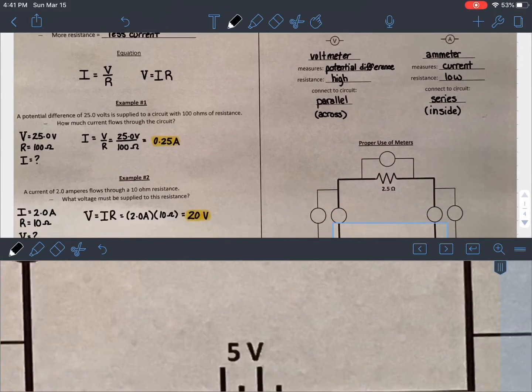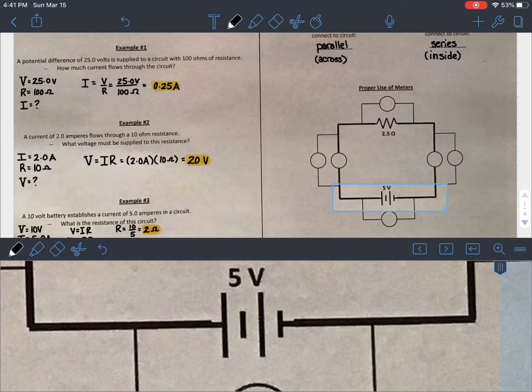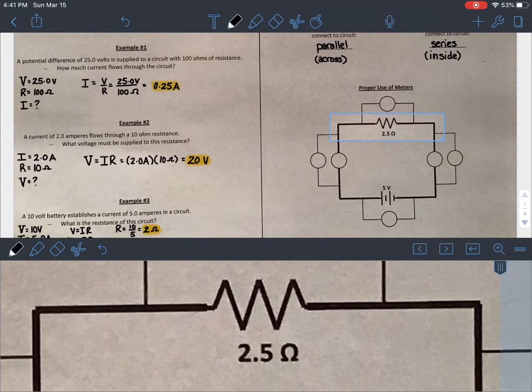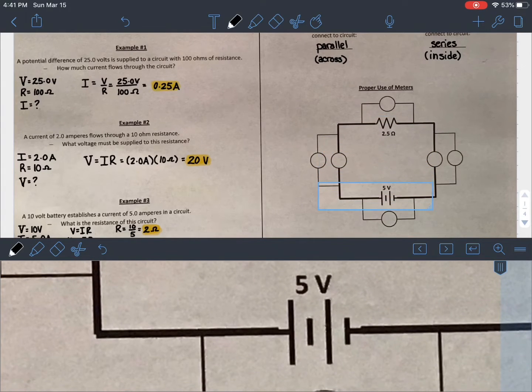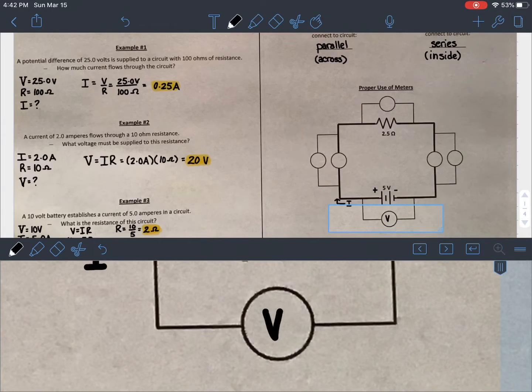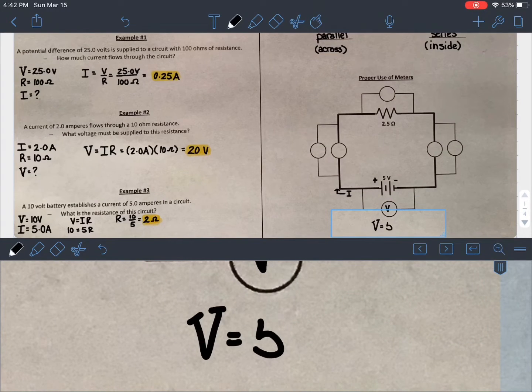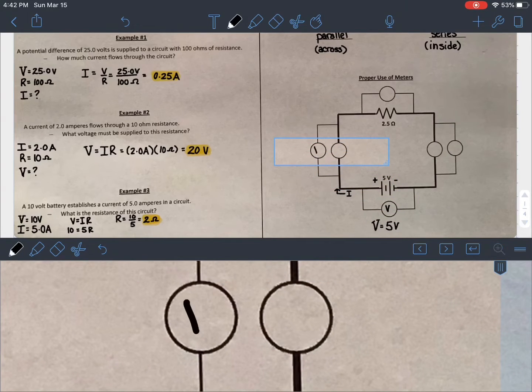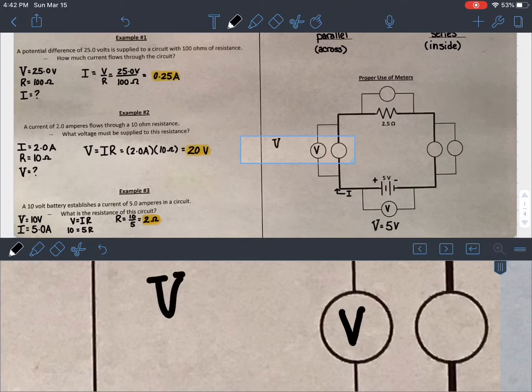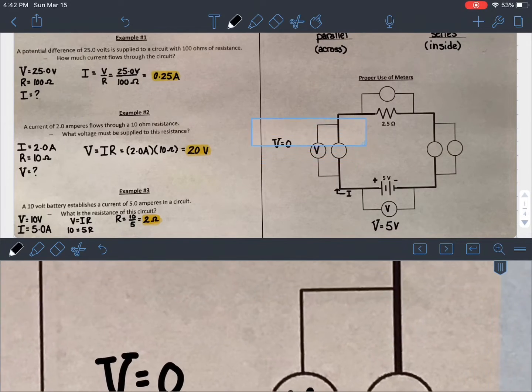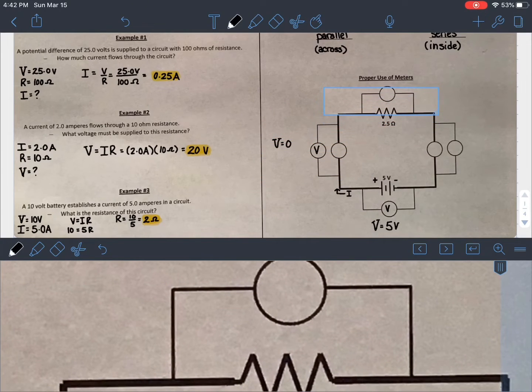Let's take a look at proper use of meters. So here we have a battery. It is a 5-volt battery, and a resistor, a 2.5 ohm resistor. I'm going to mark the positive and negative sides, and we'll note that current will flow in the same direction that a positive test charge would move, and so it's going to be going clockwise. Measuring voltage across the battery should be obvious to you. It's going to measure a potential difference of 5 volts. However, here, if I measure the voltage, the potential difference is 0.